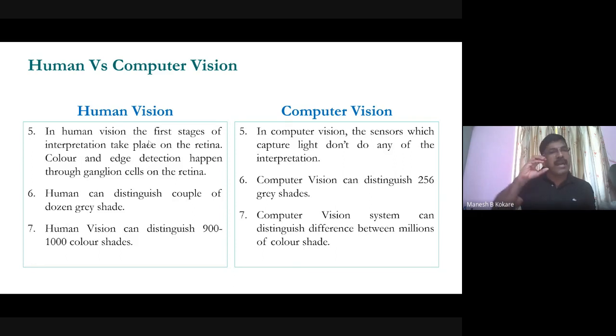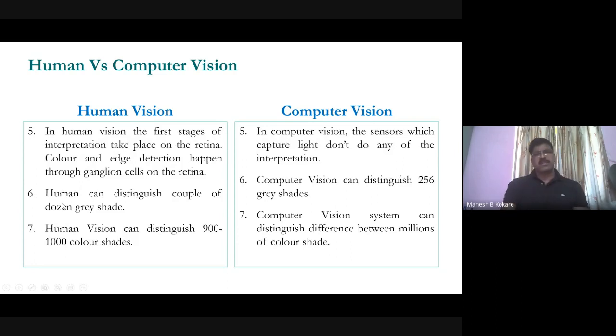So at the eye level itself, we are trying to interpret colors and edges, which happens in the ganglion cells of the retina. But here, this kind of thing is not happening. The image is sent to the processor, and then you have to develop an algorithm to detect that. So in the human vision system, at the first stage, interpretation takes place at the sensor level itself, but this does not happen in the case of computer vision. So that is our fifth difference between the human vision system and the computer vision system.